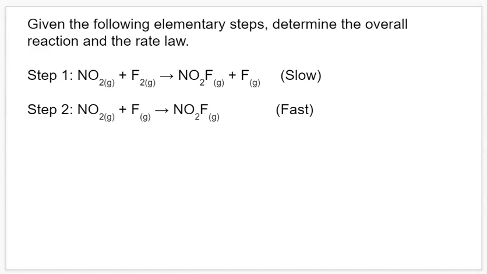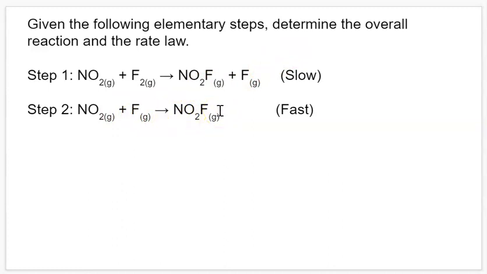Let's look at another example. Given the following elementary steps, determine the overall reaction and the rate law given this stepwise process. So in our first step, we have NO2 reacting with F2, which makes NO2F plus F. And then in the second step, and this is our slow step, our rate determining step, another NO2 is going to react with the F that we made in the first step to make another NO2F.